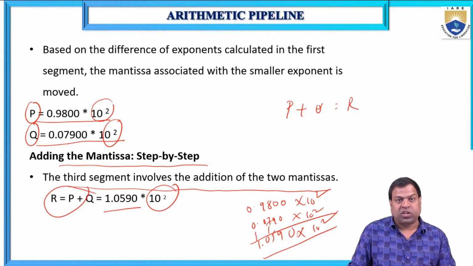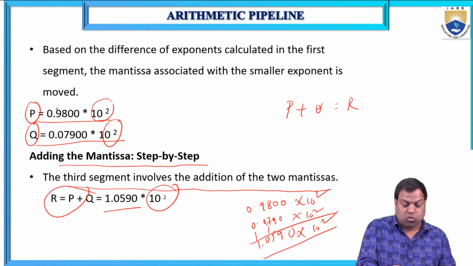But again, what is the fourth condition? Normalize the result. The result is 1.0. In the question P equal to 0.9, Q equal to 0.0, but the answer we are getting is 1.0. But we have to change it to 0. Something. Normalize the result.